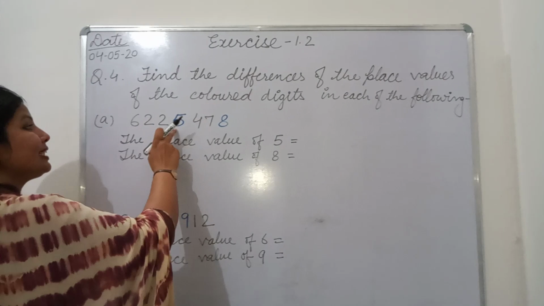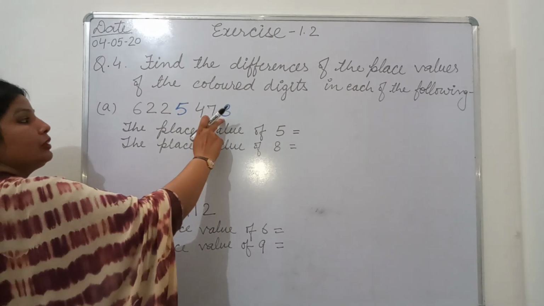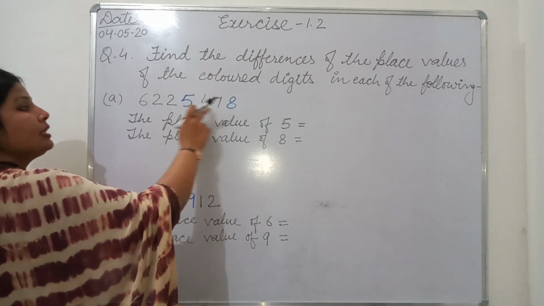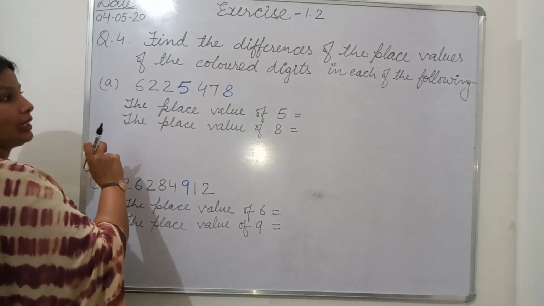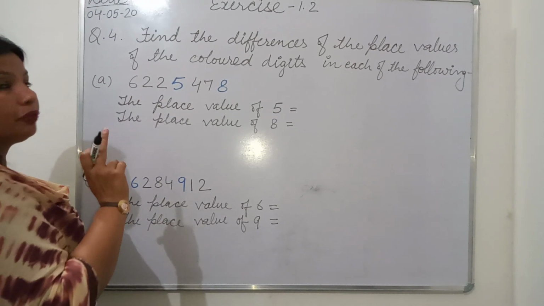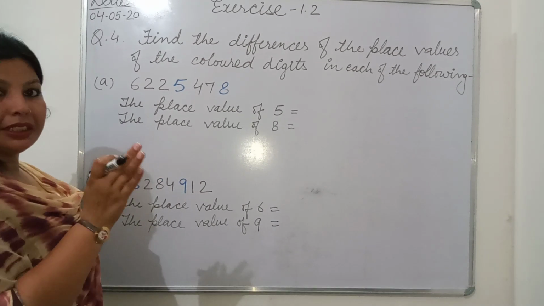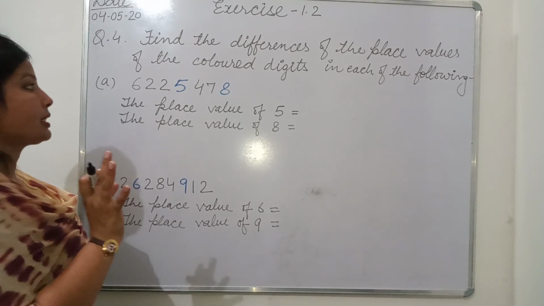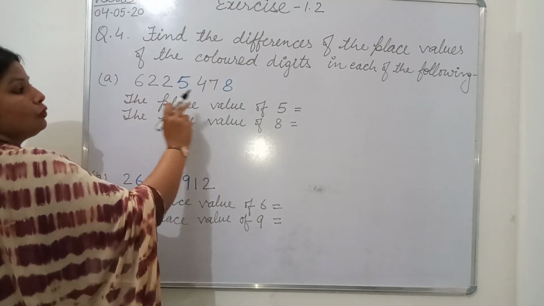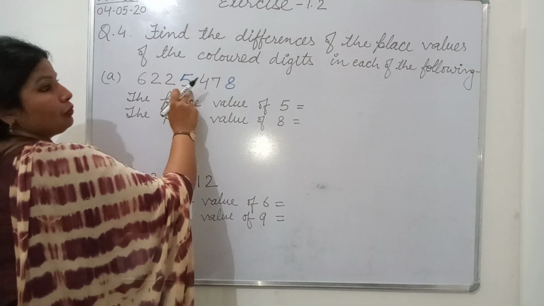So on the big place there is 5, and 8 is on the small place. 8 is on ones and 5 is on thousand. So firstly we find the place value of 5, and then we find the place value of 8. But in addition, anyone you can take up, anyone you can take down. There is no difference. Okay, so now the place value of 5. So 5 is on thousand place.